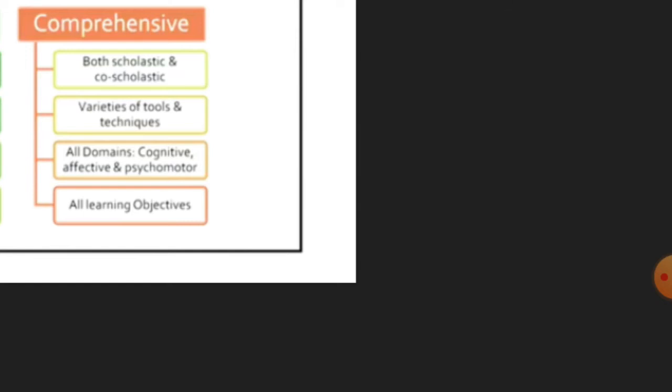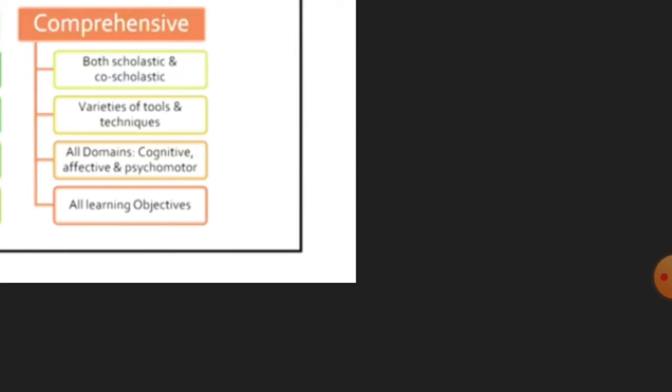So here the word comprehensive means both the activities. That means both scholastic activities and co-scholastic activities come under the word comprehensive. Comprehensive means the totality of the activities.